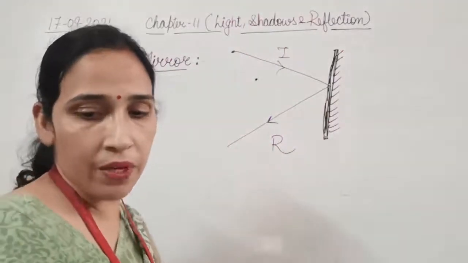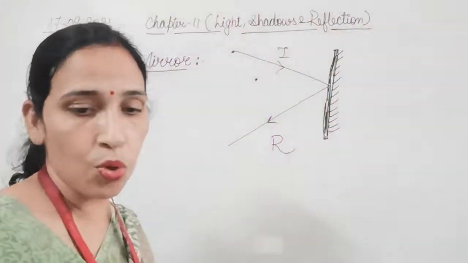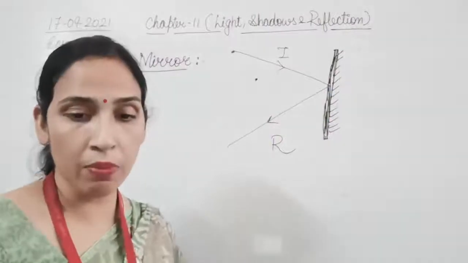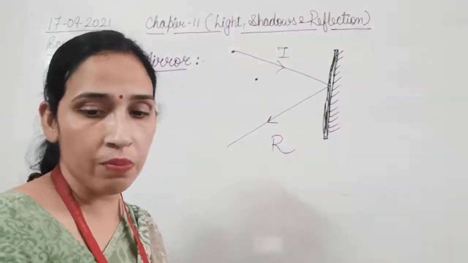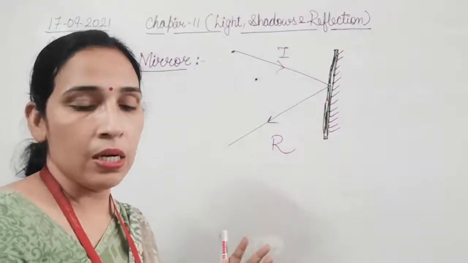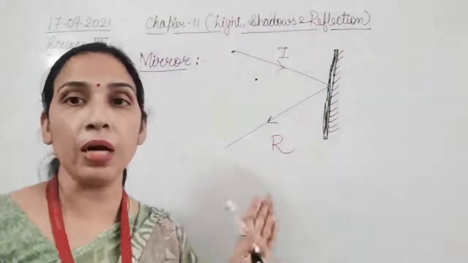Now, we have seen how light is reflected from a mirror, and how it will be reflected from other objects.